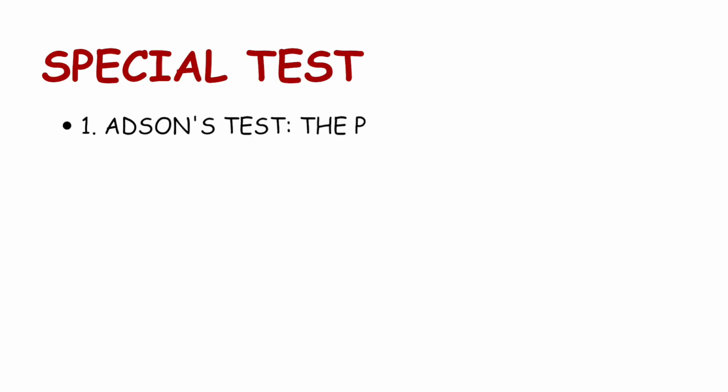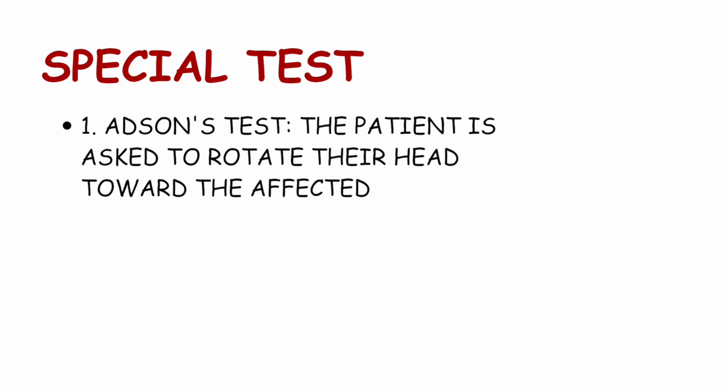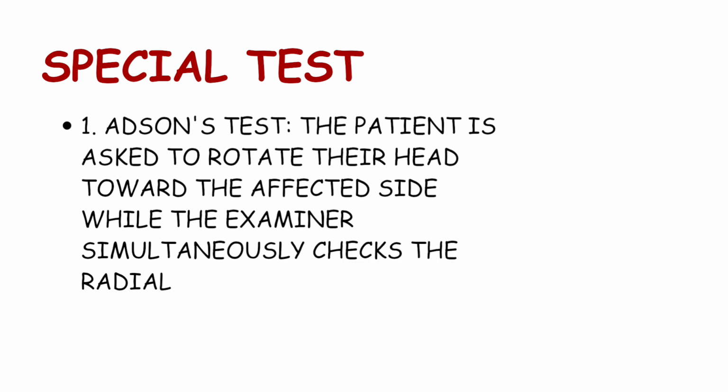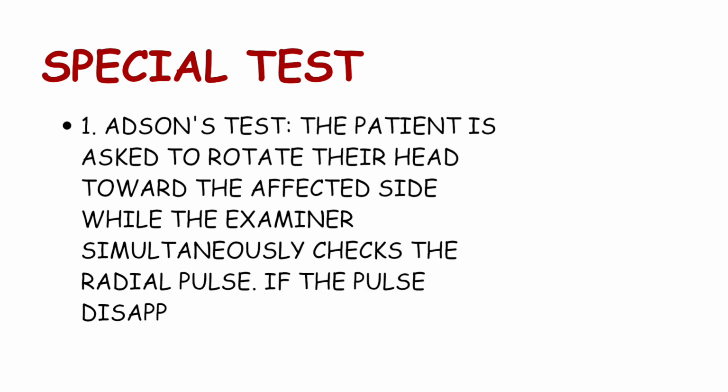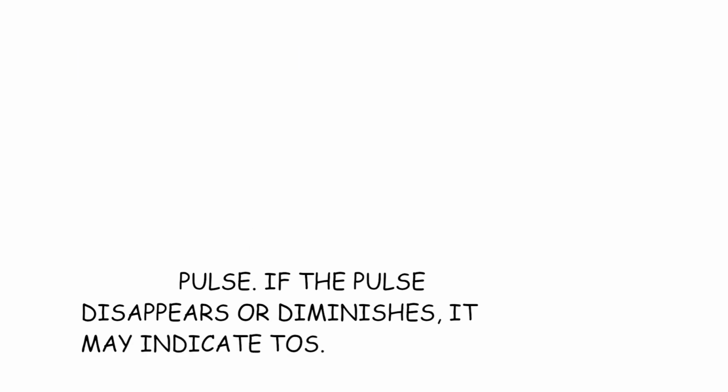Thoracic outlet syndrome tests. 1. Adson's test. The patient is asked to rotate their head toward the affected side while the examiner simultaneously checks the radial pulse. If the pulse disappears or diminishes, it may indicate TOS.